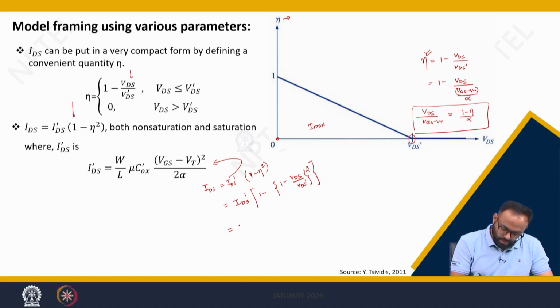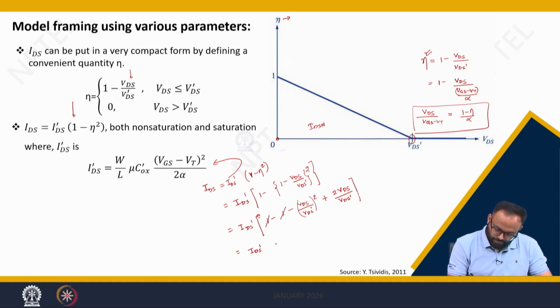You can simply use A minus B whole square. So IDS dash into 1 minus 1 minus VDS by VDS dash whole square, which gives minus and minus plus 2 times VDS divided by VDS dash. So this will get cancelled. You will be left with IDS dash, take VDS dash square common, and you will be left with 2 times VDS into VDS dash minus VDS square.